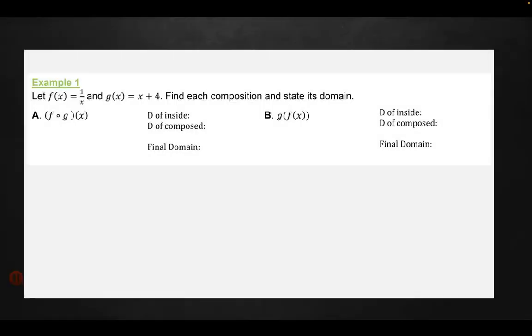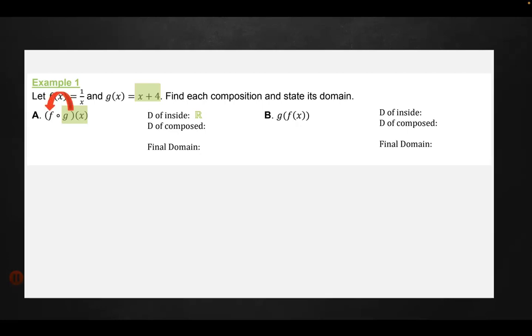So here's one example. We have f of g of x. The first thing we want to do is find the domain of the inside. The inside function is g of x, which is just x plus 4. If you think about this, this is just a line, mx plus b. So the domain is all real numbers. You can use that little R to help you write all real numbers.